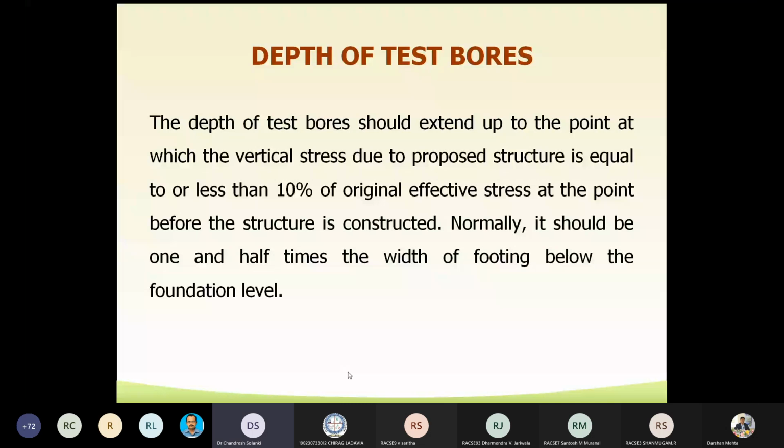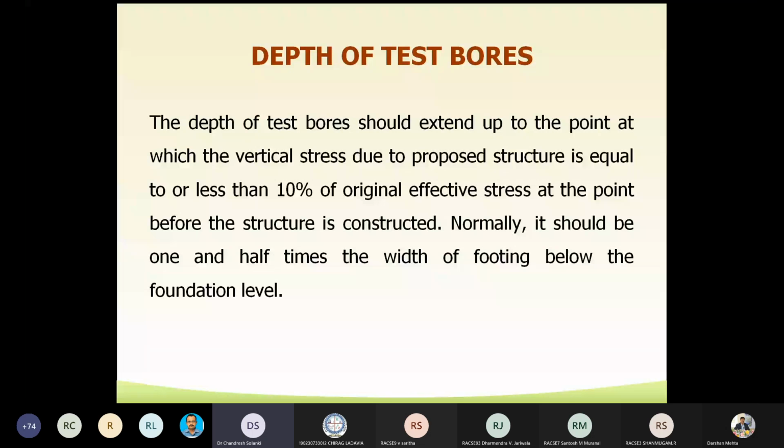The depth of the test bores. The depth of the test bore should extend up to the point at which the vertical stress due to the proposed structure is equal to or less than 10% of the original effective stress at that point before the structure is constructed. This point is known as the maximum stress zone for shallow foundations. Hence, we go for a depth of exploration of about 1.5 to 2 times the width of the footing below the depth of the foundation. So we consider this depth as the maximum stress zone for shallow foundations. Hence, we can decide the depth of the exploration in our boring.